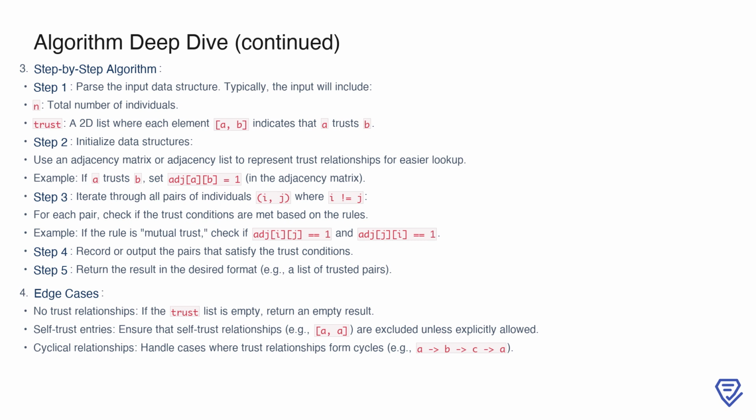For example, if the rule is mutual trust, we verify that both ADJ[i][j] and ADJ[j][i] are set to 1. Pairs that meet the criteria are either recorded or output in the desired format. It's also important to handle edge cases, such as when no trust relationships exist, self-trust entries, or cyclical trust relationships, to ensure the solution is robust.